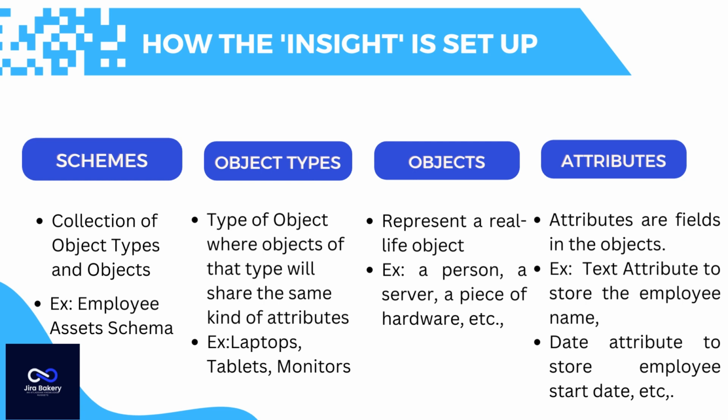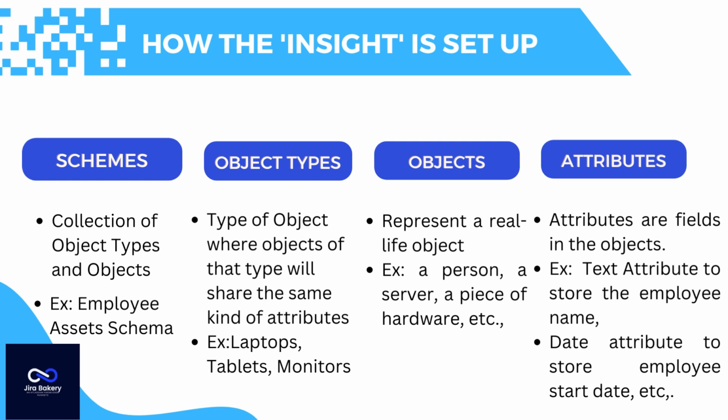So under the schema, we are going to create object types. So in the object type, for example, laptops, asset is a laptop, and tablets and monitors. These are all the assets for the object type. Oh, these are all the object types, sorry. So now you have a schema. Under that schema, you have object types called laptops, tablets, and monitors.